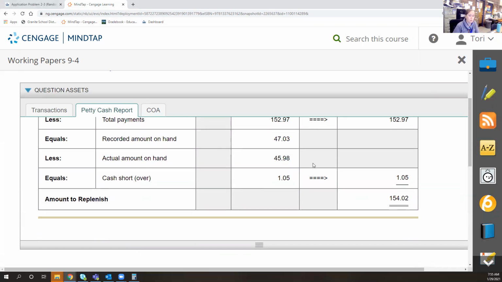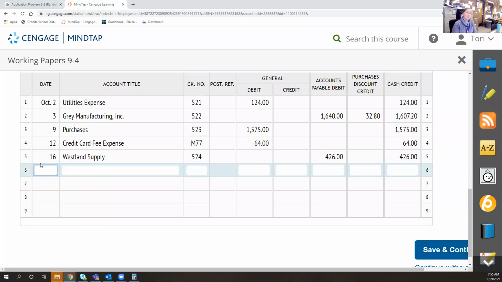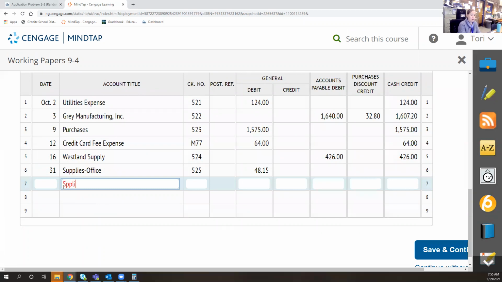So if you come down here, we're just going to do the exact same thing that we did in accounting 1. We're going to put in the 31st, and we're going to put in all the things we bought with our cash. So we bought our supplies for our office, and this is all going to go under 525. We wrote a check all for 525. So we're going to do this all in one chunk. We're going to do 48.15, but we're not going to take it over here yet. We're going to keep going with all the things that we bought with our petty cash. So our supplies to our store for $57.18.